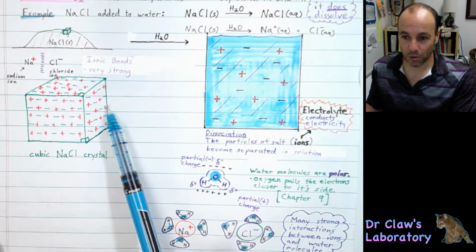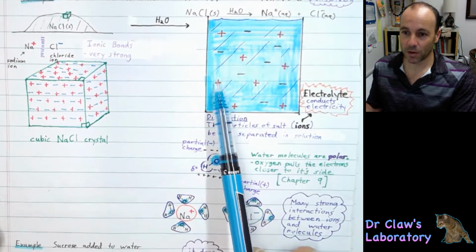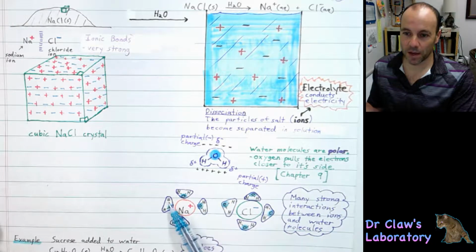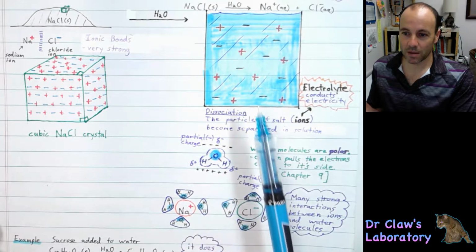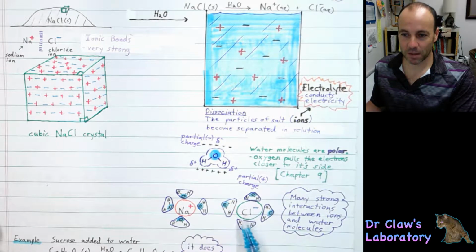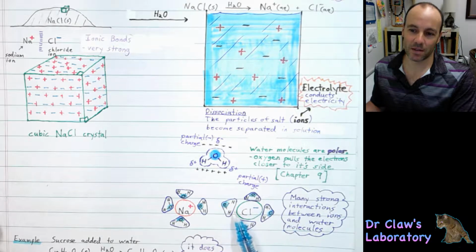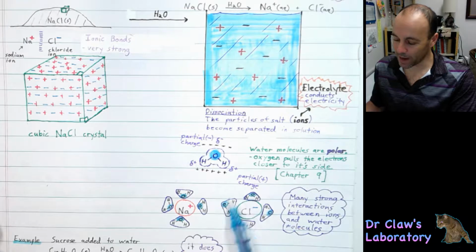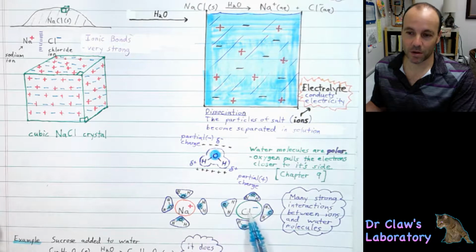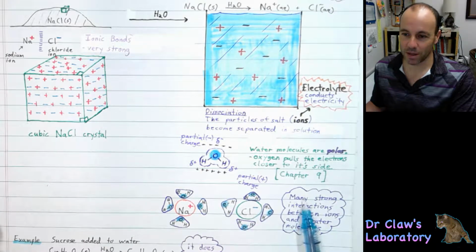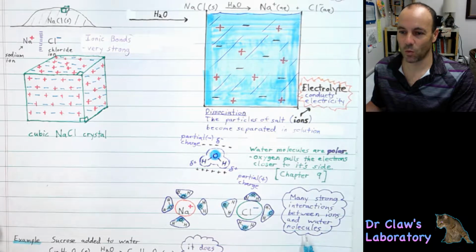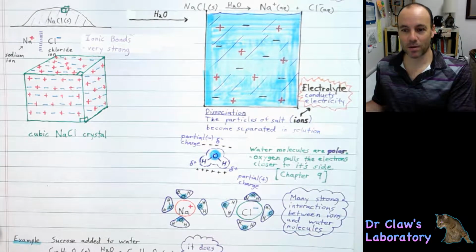Water is able to pull these ions apart from each other, and so in solution, all of the cations are surrounded by water molecules with their negative ends pointing towards them. Likewise, all of the anions are also surrounded by water molecules, but this time with their positive ends pointing towards them. And there are lots of these ion-dipole interactions. That's what they're called: ion-dipole interactions. Many strong interactions between the ions and the dipoles on the water molecules, and that's what allows water to pull it apart.